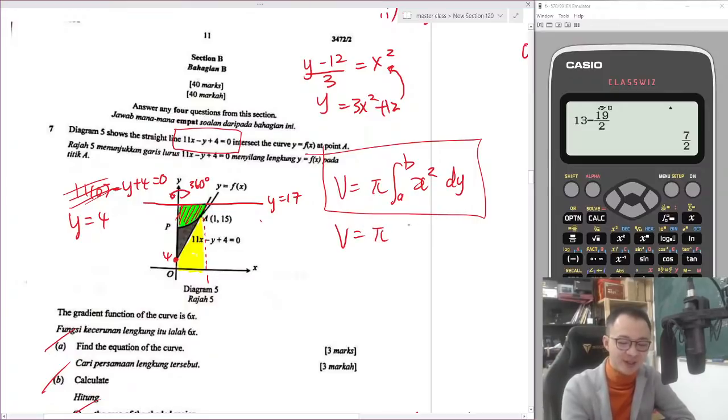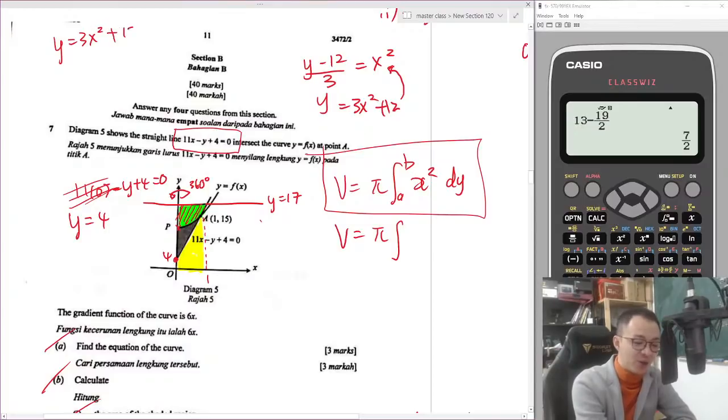Okay, I'll show you. Here I want to find the P coordinate. P will be what? 12, isn't it? Because we make x equal to 0. Here y equals 3x squared plus 12. In order to find P, I will make x 0.